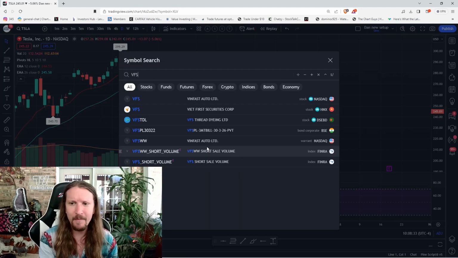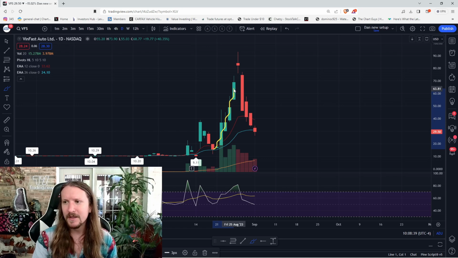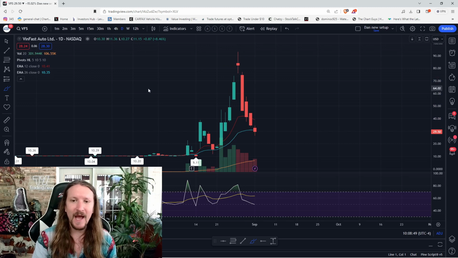VFS, a bit of a pump and dump stock here. Guess what marked the top? No gap, no gap, no gap. We're shooting up, 100%, 200%, 300%. There's your gap. There's the top. Massive pullback from that point. So keep an eye on gaps as potential reversals when we're in extremes.